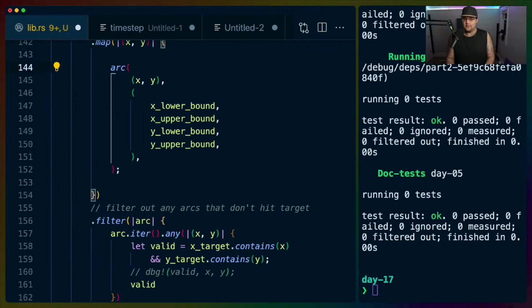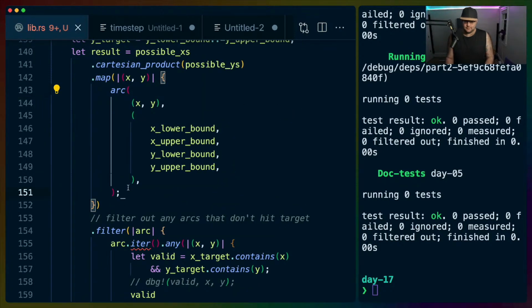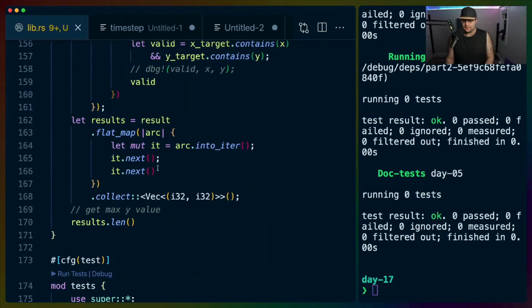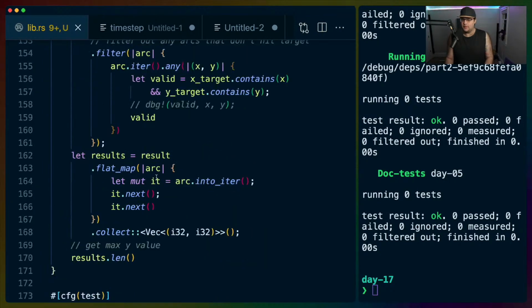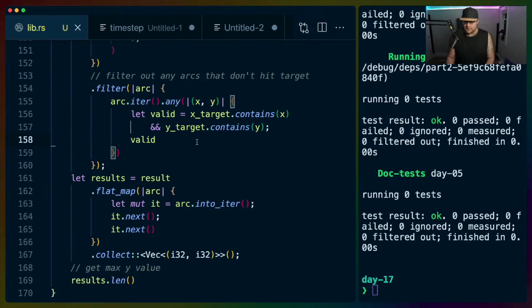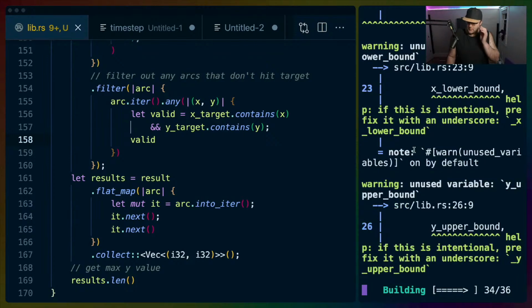Let's get rid of all this other debug stuff. So just a simple mistake of not using an inclusive range for the target. Just wasn't quite paying enough attention. Let's do cargo run --bin part2 while we're doing this.